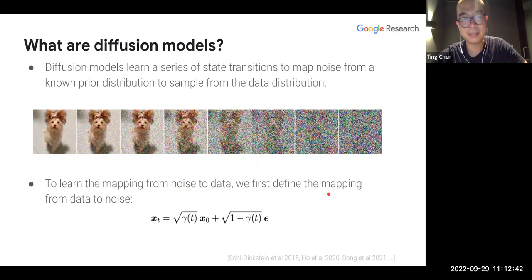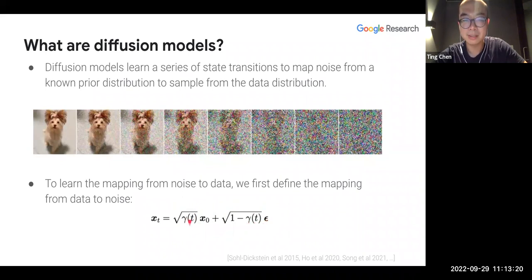But we can first define a mapping from data to noise. This is given as below. X0 is basically the data samples, and epsilon are samples from the prior distribution, such as Gaussian. So you do some kind of interpolation, a so-called variance preserving interpolation between them. If you have a 1 here and 0 here, you go all the way to data. And if you have 1 here and 0 here, then you go all the way to noise.